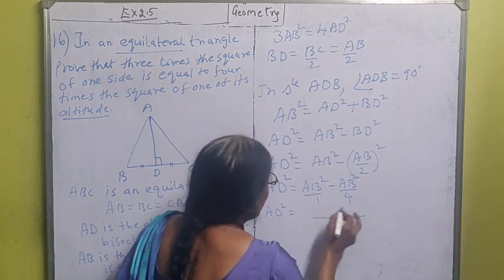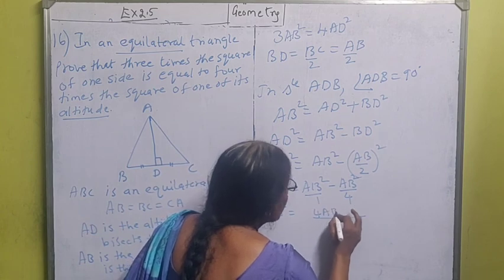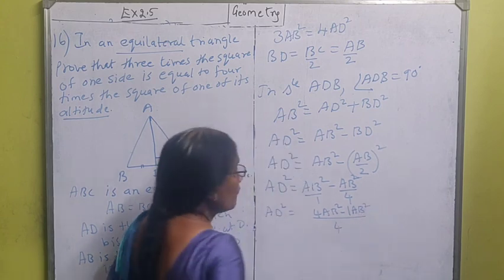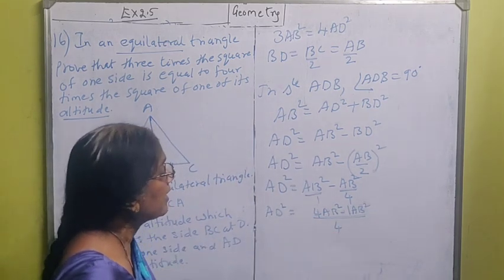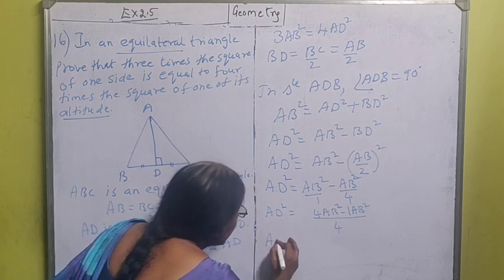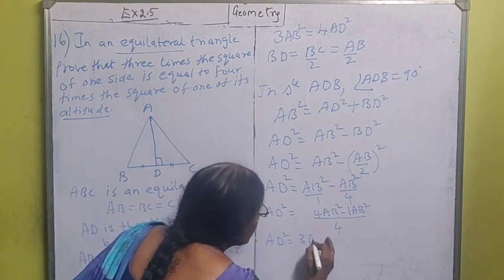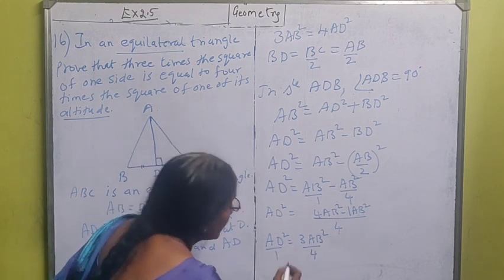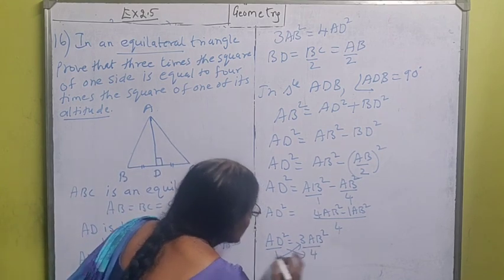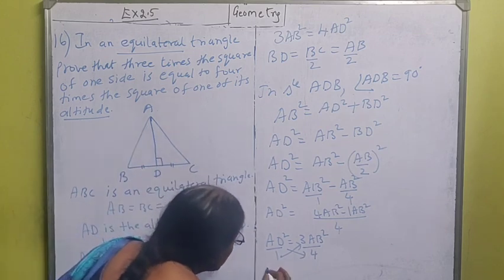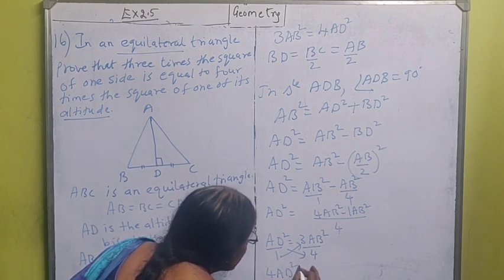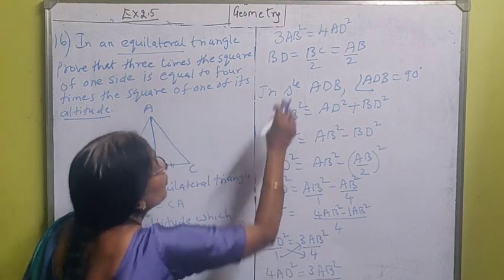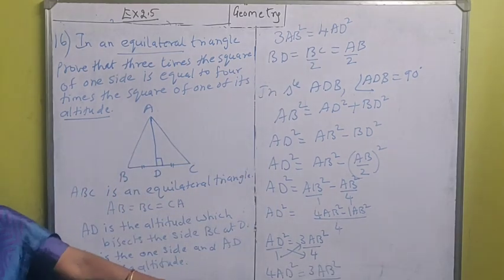So I will cross multiply. So what I got? 4AB square minus 1AB square. From 4AB square, 1AB square is subtracted. How much you will get? AD square is equal to 3AB square by 4. Nothing is there means 1. So what you are going to do? Cross multiply. So if you cross multiply, what you will get? 4AD square is equal to 3AB square. See what we have to prove. Same thing we have to prove. So we have proved it.